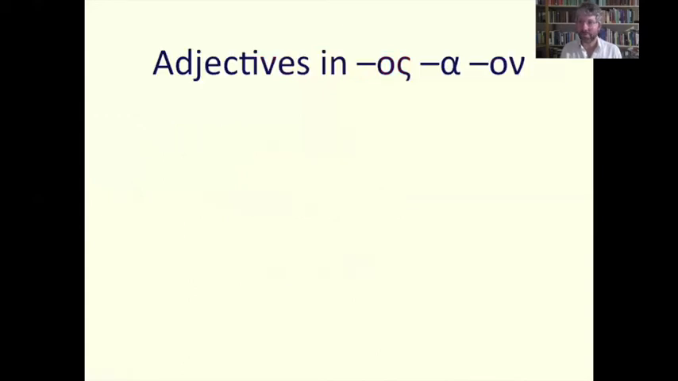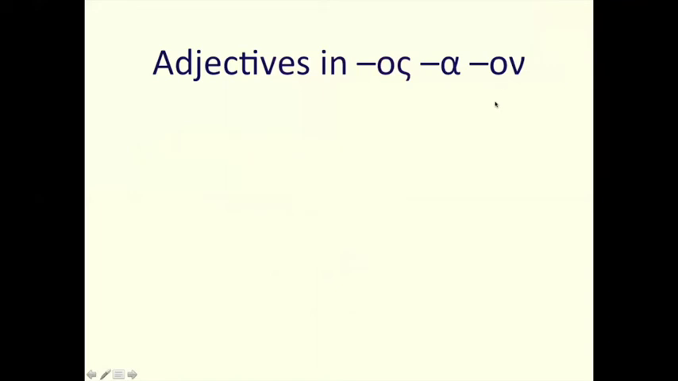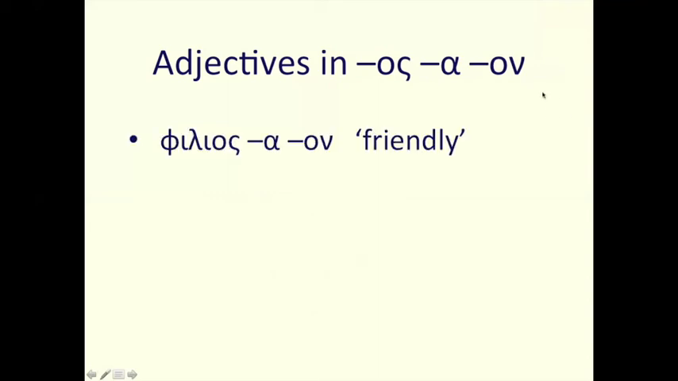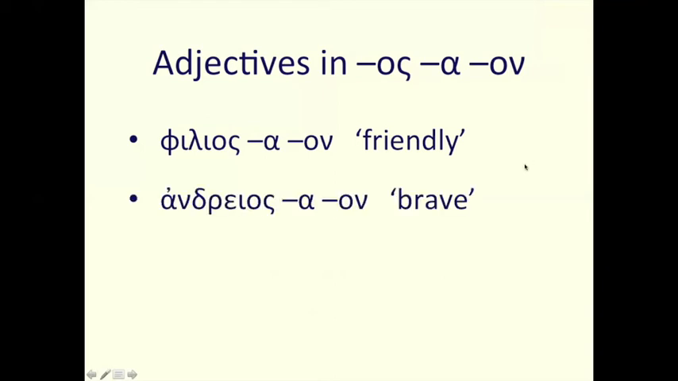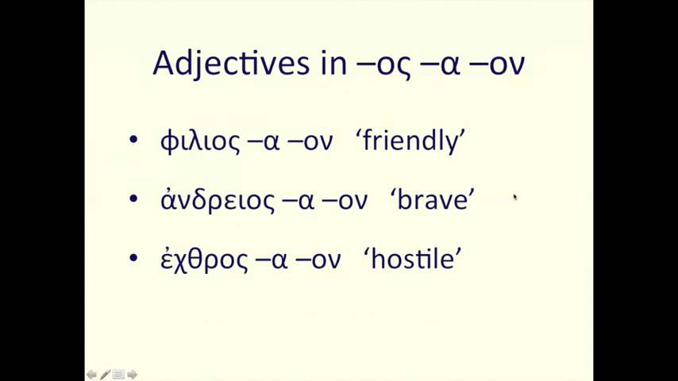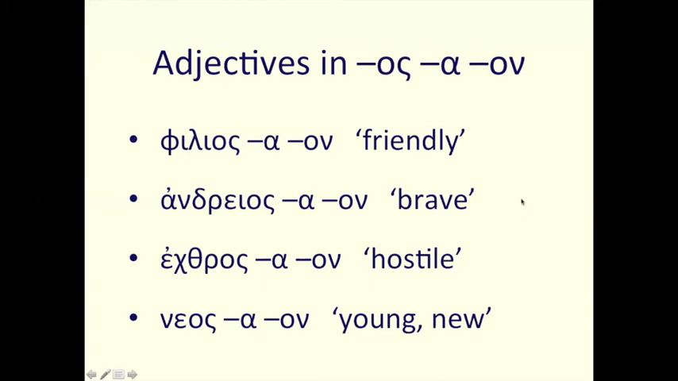I have 2 more points for you. We've been talking so far about adjectives in os, e, on, but there are some adjectives in os, a, on. These are very similar to what we've met, but let's look at them in detail. Here are some examples. Philios, friendly. Andreios, andreia, andreion, brave. Echthros, echthra, echthron, hostile. And neos, nea, neon, young or new.